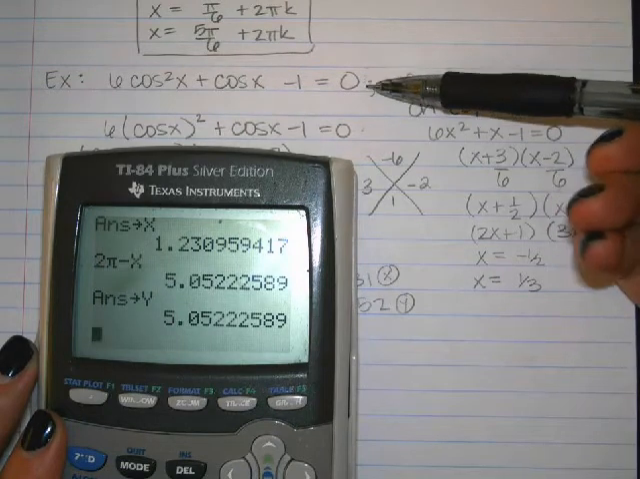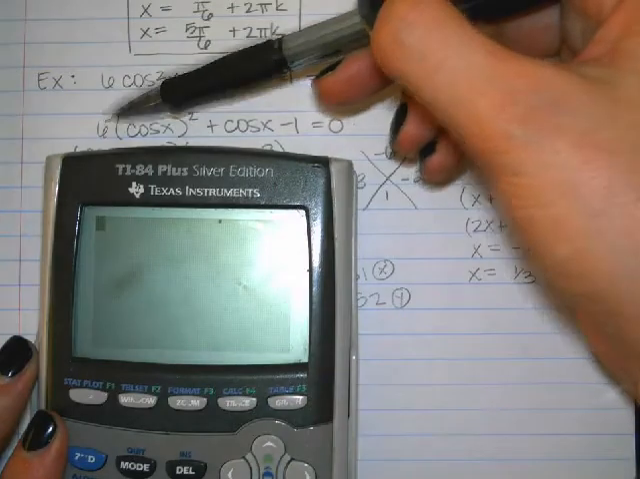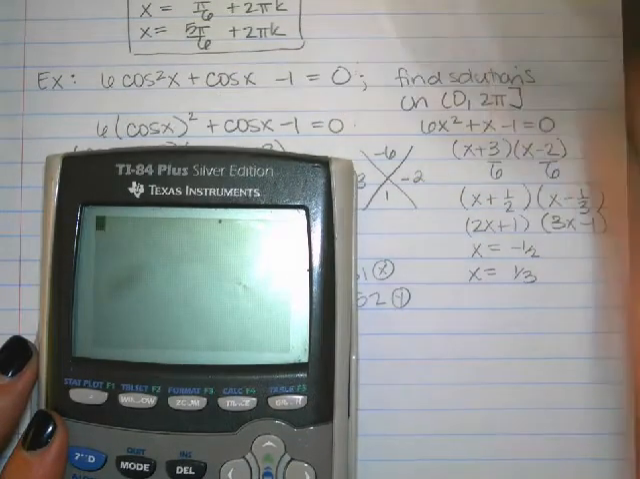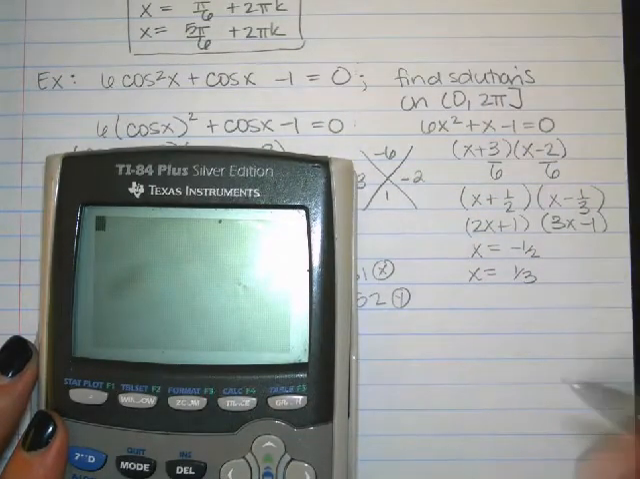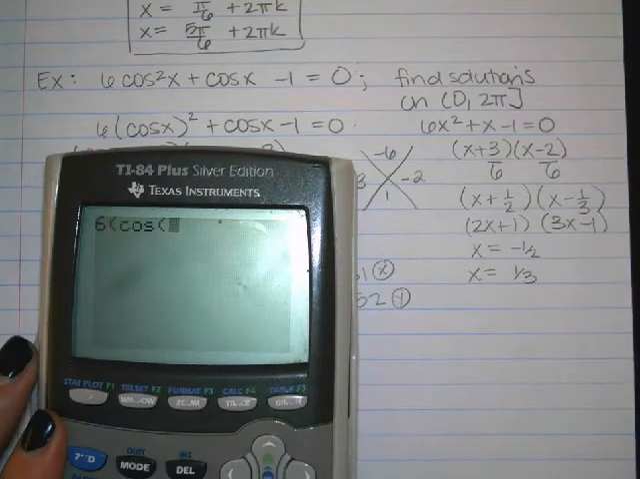Okay, and I want everyone to type this on their calculator. So here's what we're going to type. We're going to do 6 parentheses cos x, and we're actually going to type in x because we stored our first answer as the x value. So 6 cos, actually we have to put parentheses around that, parentheses cos x.